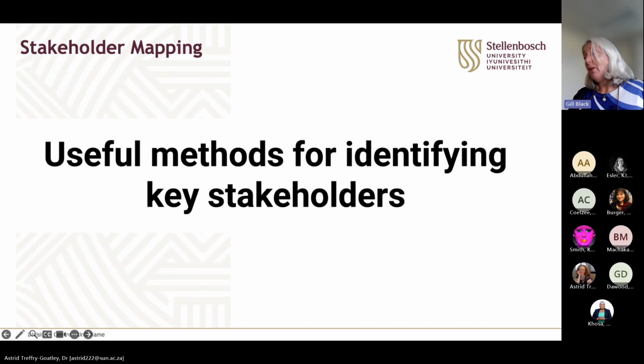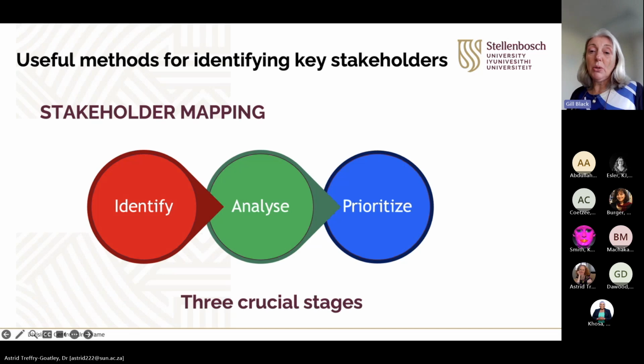So some useful methods for identifying key stakeholders. There are three crucial stages in stakeholder mapping. By following these stages, you can ensure that your research questions are developed based on local priorities, context, and the needs of the study beneficiaries. So you need to firstly identify who your stakeholders are, then analyze those stakeholders, and then prioritize them.